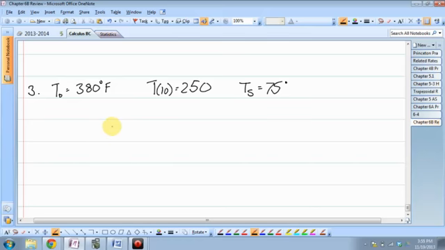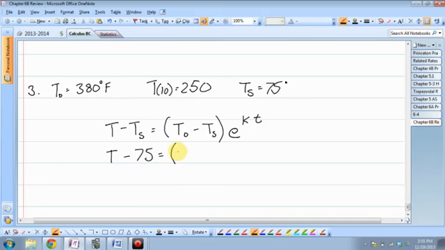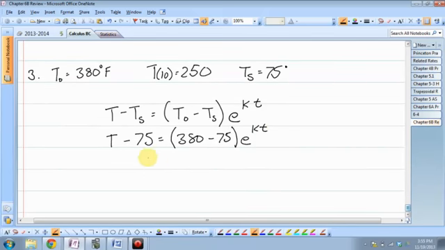Let's start with Newton's law of cooling equation. T minus TS equals a quantity of T naught minus TS e to the kt. Okay. And let's plug in the variables first. TS is 75. That's going to be 380 minus 75 e to the kt. K is still unknown. So T minus 75 equals 305 e to the kt.